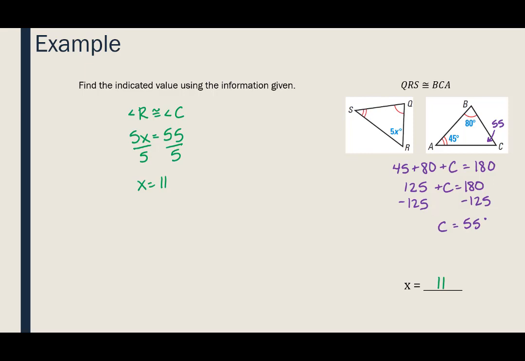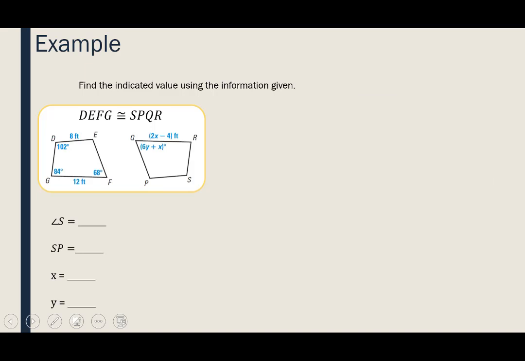So I hope you guys are doing well with this. This next problem is a little bit more complex. They give us a lot of information and a lot of things we need to solve for. So we need to take this one piece at a time. Angle S is the first part here. Look at your congruent statement. S is the very first vertex on the right side. So it's congruent to the first vertex on the left side, angle D. If I look at the diagrams, I see that angle D is 102 degrees. So angle S must also be 102 degrees.